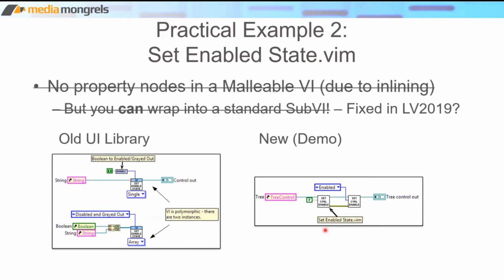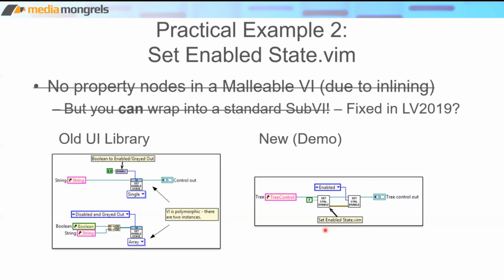When I first did this presentation, about 1.5 years ago, you couldn't put property nodes inside a Malleable VI. This was because in LabVIEW there was a restriction that you can't have a property node inside an inlined VI. When I was opening up my demos, I found a VI that was broken had suddenly started working in LabVIEW 2019. So now you can put property nodes and stuff inside your Malleable VIs.